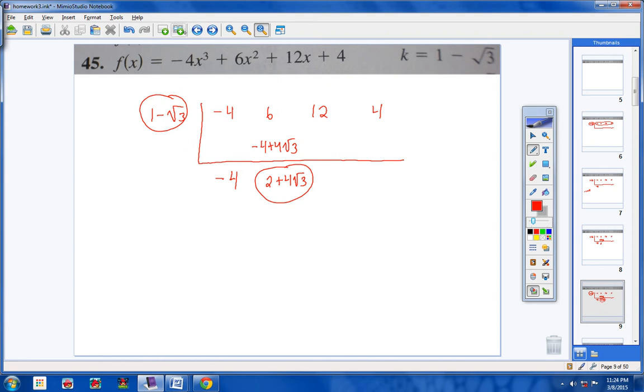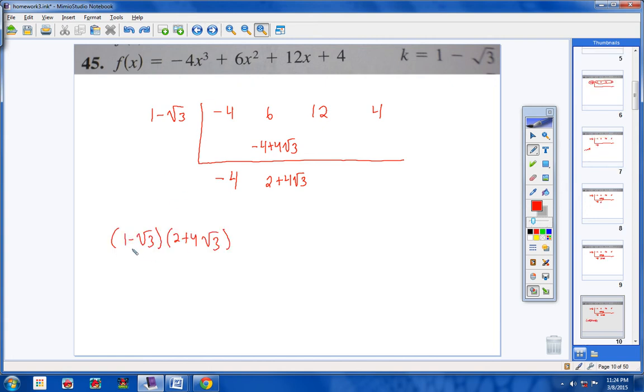Okay? Now we got to multiply this times this, and that's going to be a mess. A binomial times a binomial. It's going to be a pain. So it looks like this. We have to work it out over here off to the side. We have this binomial here times this binomial here. Okay? So we take the 1, multiply it through, take the negative square root of 3, multiply it through. Now when we do that, watch what happens. 1 times 2 is 2. 1 times 4 square root of 3 is 4 square root of 3. Now, negative square root of 3 times 2. Negative times a positive is negative. Square root of 3 times 2 is 2 square root of 3. Negative times a positive is a negative. Square root of 3 times 4 square root of 3.